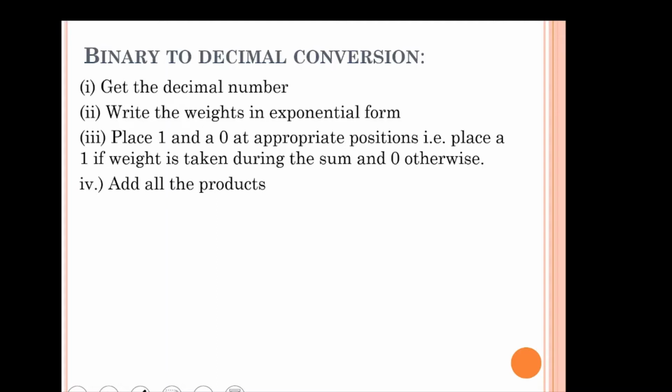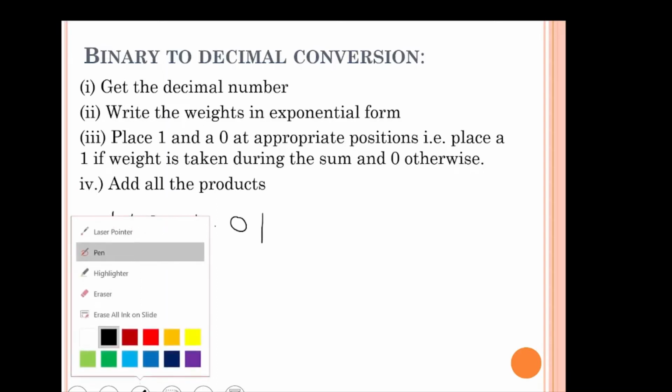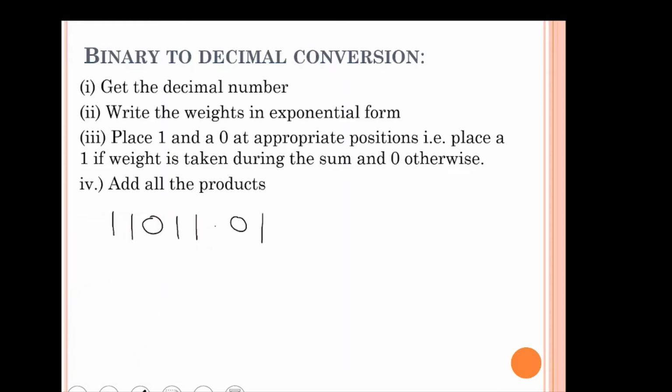The given binary number is 11011.01. I will take a fractional number so that you will understand how to convert fractional numbers as well. This is the given number. So we have noted down the binary number. Now what is the next step? The next step is to write the weights in the exponential form.